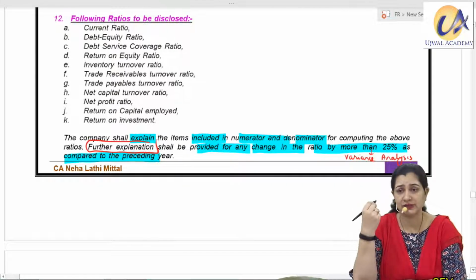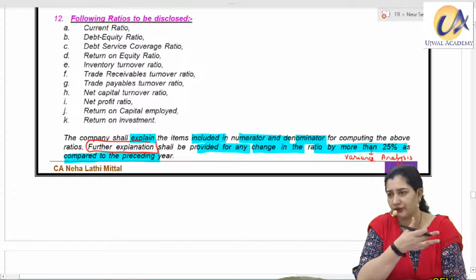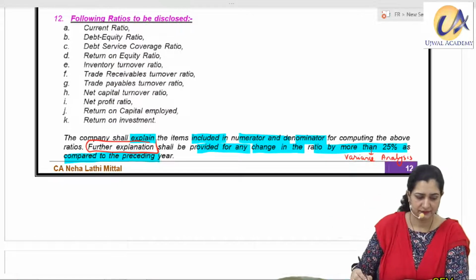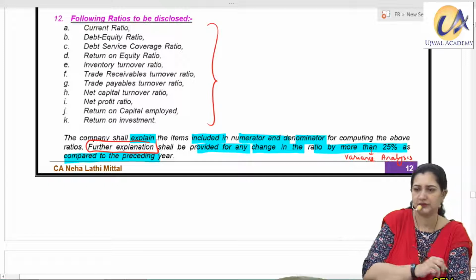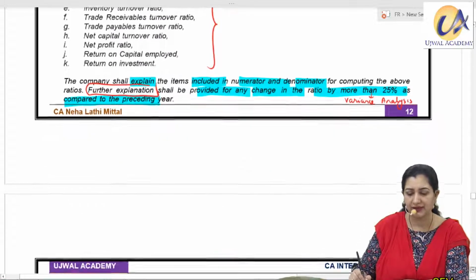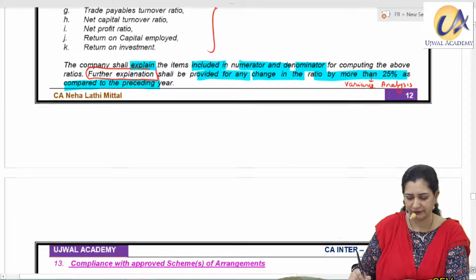Quite, I would say, very insightful changes they have made now in my Schedule 3. So a lot of things now we will get to analyze about the company. Okay. So I hope these ratios are clear. So these are the ratios, and like I said, the numerator, denominator and variance analysis you need to give in the notes.